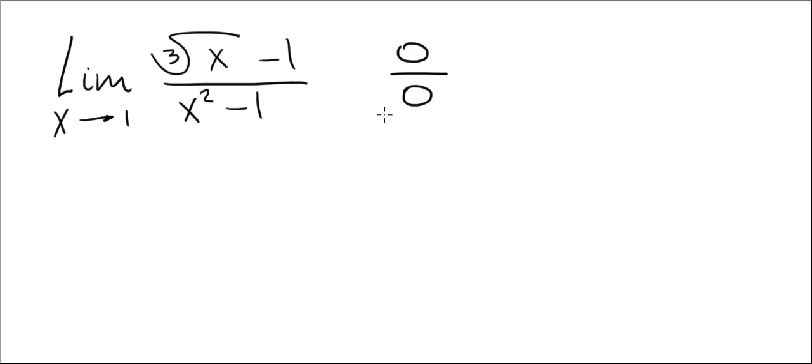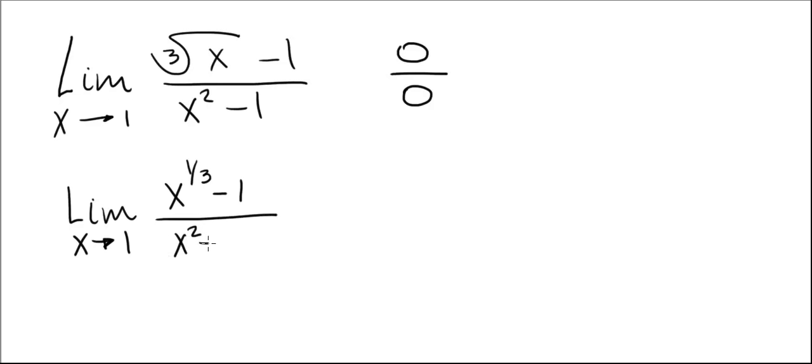so we must algebraically manipulate this quotient to eliminate the source of 0 over 0, and then plug in 1 into whatever is left and hope that we can find the answer then. The key here is, first, we're going to replace the cube root with equivalent exponential notation. So the limit looks like this: x to the 1/3 minus 1 divided by x squared minus 1.